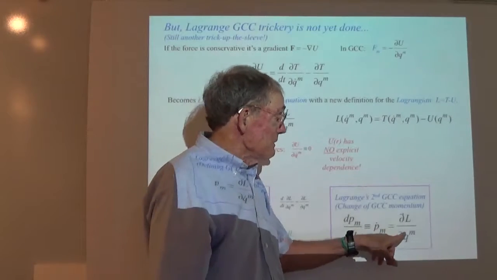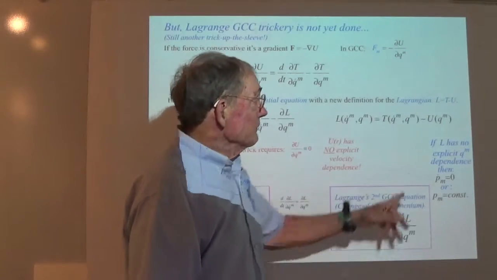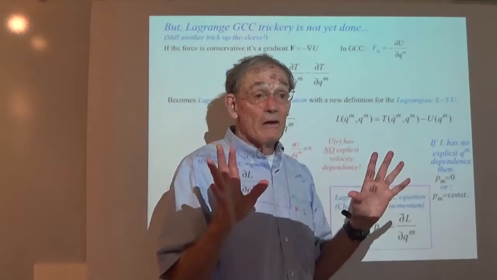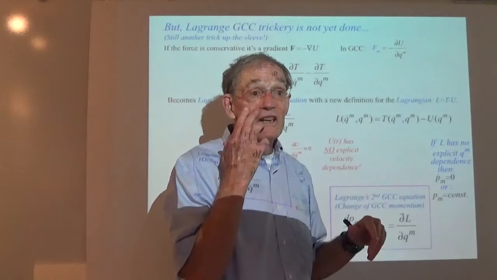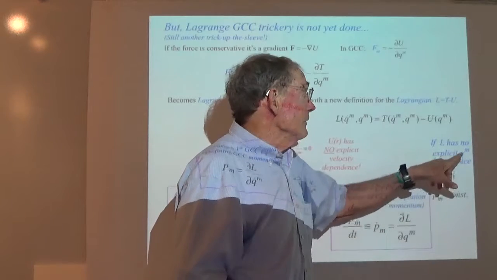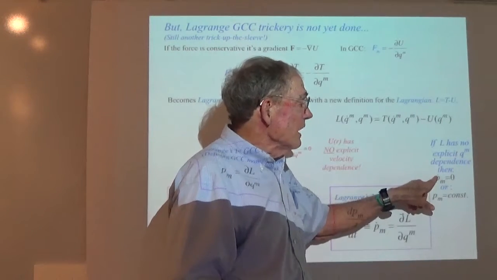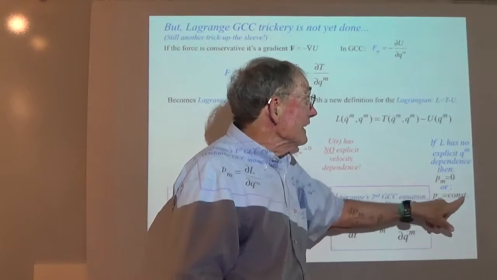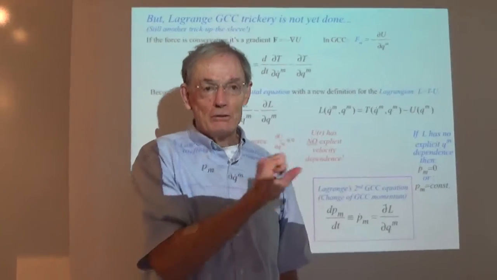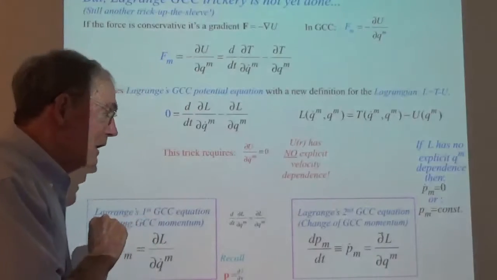And you can see right away, if L has no explicit coordinate dependence, like our superballs, where there's only velocity dependence, then that particular momentum, m, has no total time derivative. It is a constant. It is a conserved quantity. It is a symmetry. That's a really fine way to say it, which we'll make more fuss about later on.